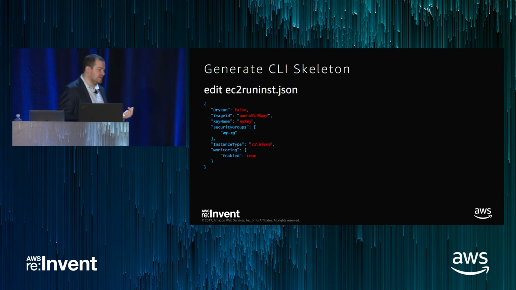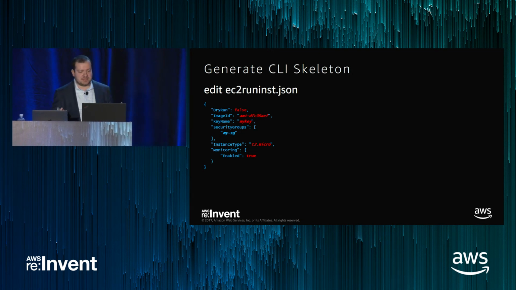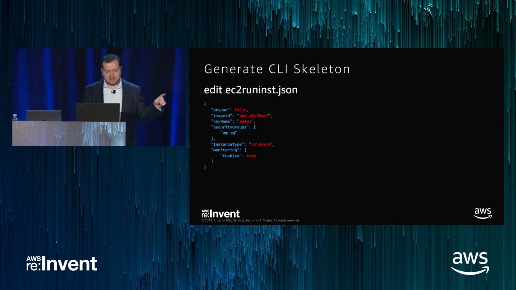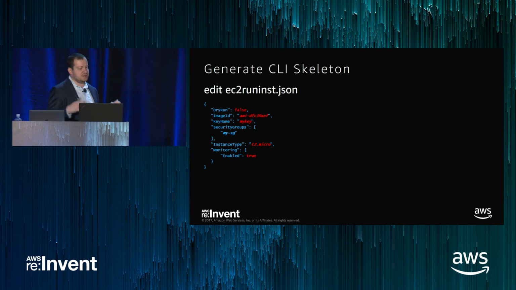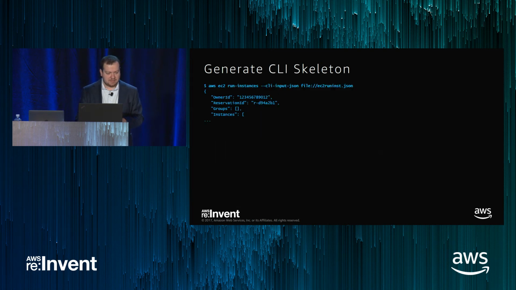I'm going to delete all the lines I don't care about, that I just want to leave at default, and I'm going to change the ones I do care about. So I'm specifying a key, AMI ID, security groups, instance type, and I want detailed monitoring in this case. Another important thing is that when you generate the file, it always sets dry run to true by default. So this is going to change it to false to actually make it happen.